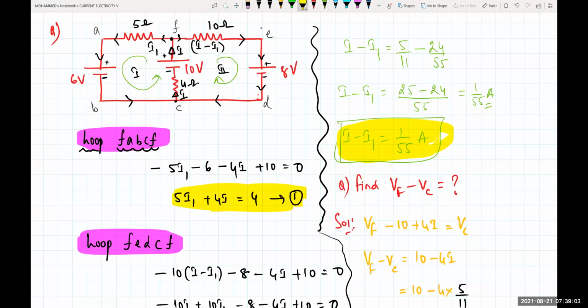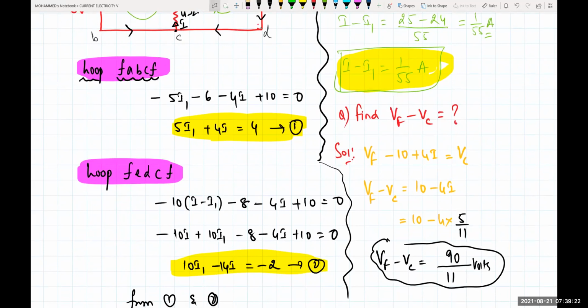F to C, apply the Kirchhoff second law. At F, the potential is VF. So when I'm going from F to C, the cell is coming in the middle. I'm ending at the negative terminal, so it is minus of 10. And the current is opposite to my direction, because the current is going up and I'm coming from F to C. So this plus of 4I will be equal to VC. So VF minus VC will be equal to 10 minus 4I. So it is equal to 10 minus 4 into I value, which is 5 by 11. So simplify it, we'll be getting VF minus VC equal to 90 by 11 volts.